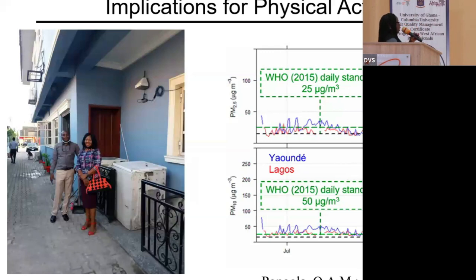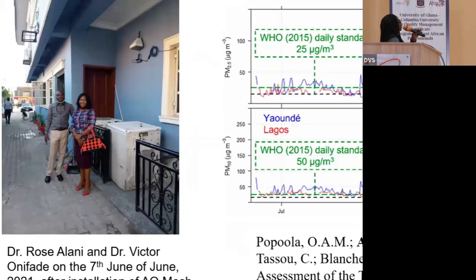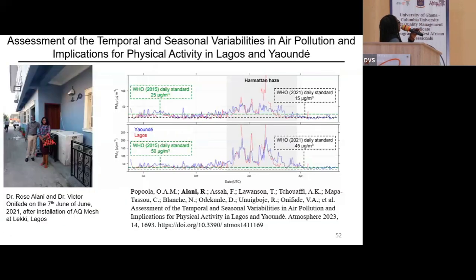In this section of Lagos called Lekki, that is where we had this one. And if you want to see more of it, this is the paper, it's already published. So we compared Yaoundé and Lagos. I only picked this one to show the harmattan and the other timing.